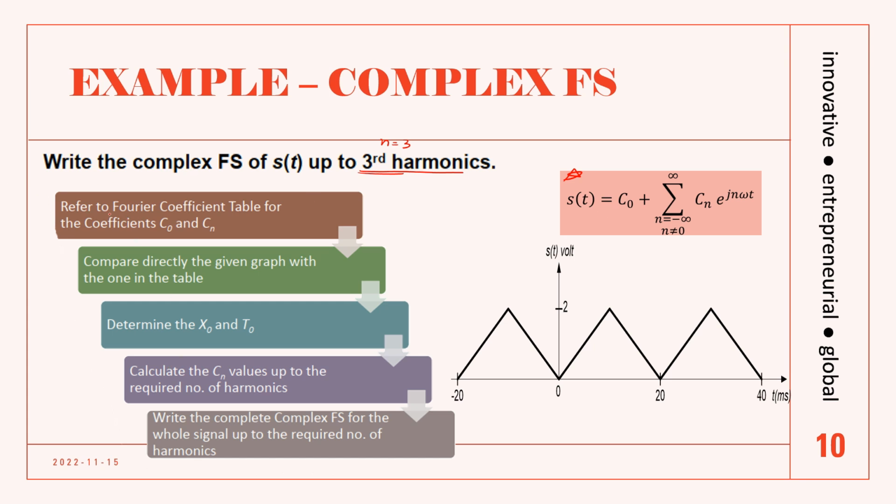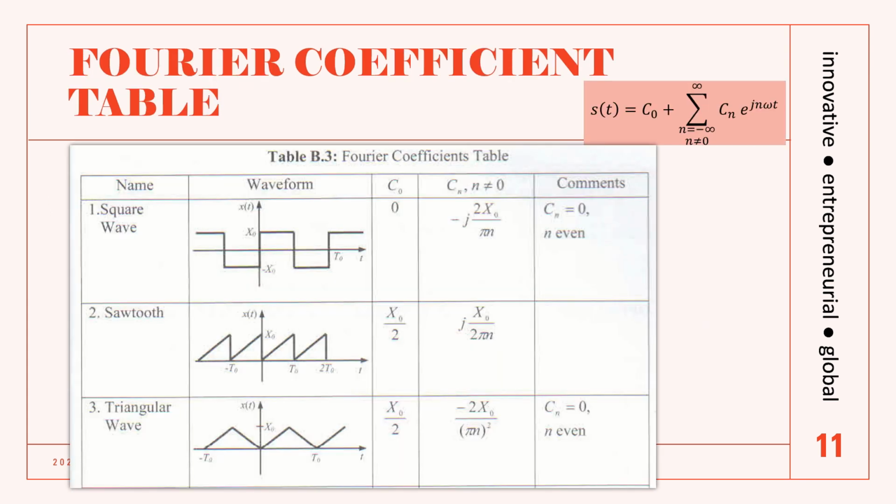The first step that you need to know is to refer to the Fourier coefficient table. The Fourier coefficient table is this table. You don't have to worry, this table will usually be provided during your final exam. Okay, there are 7 types altogether.